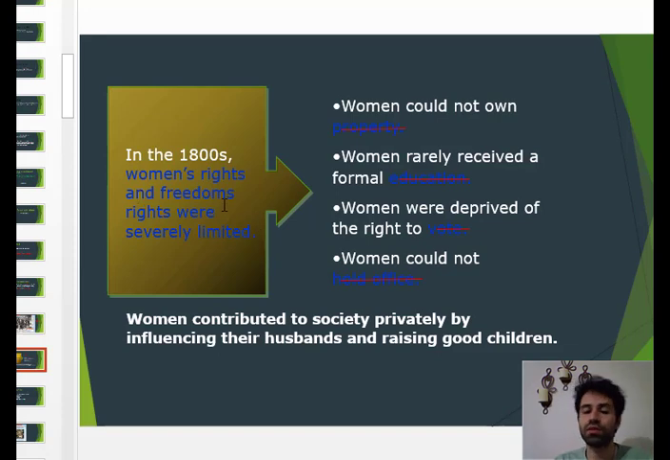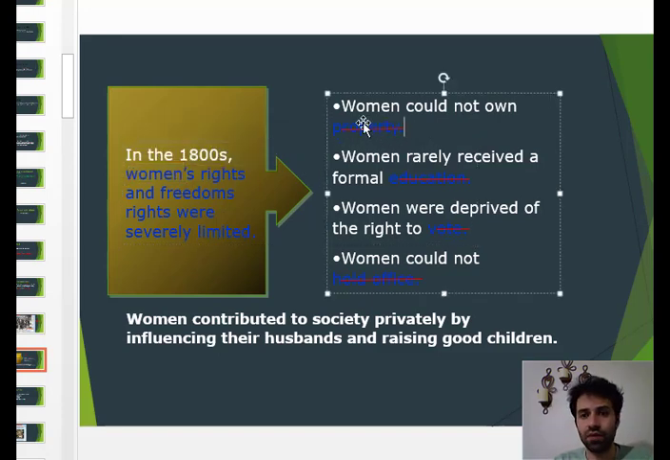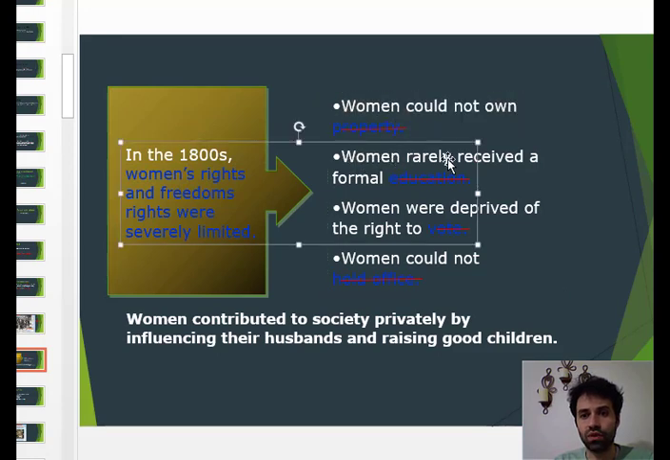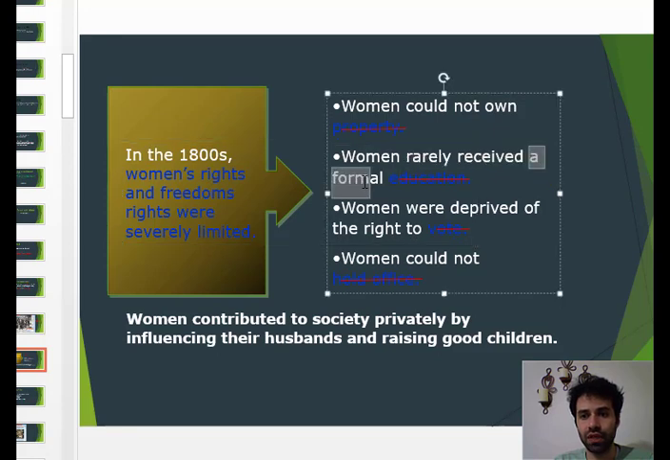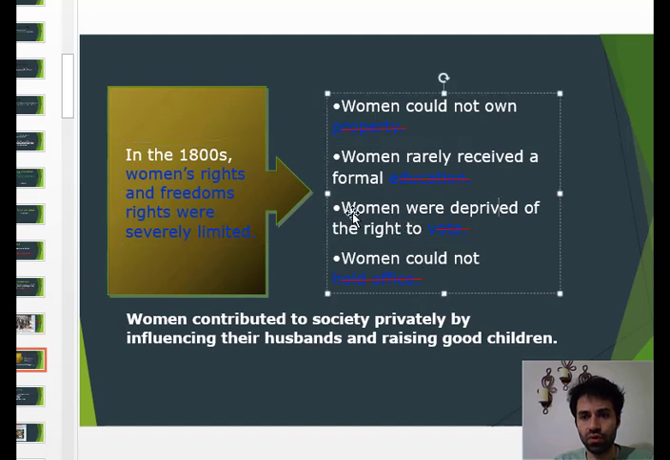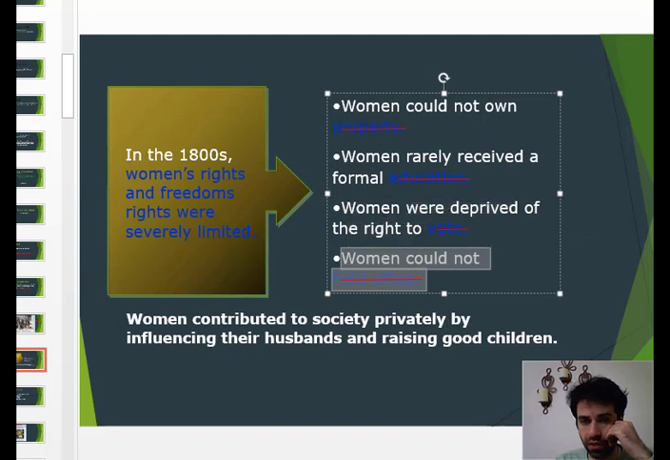Women's rights were severely limited in the 1800s. So whose rights were severely limited in the 1800s? Women's rights, right? Women could not own property at that time. Women could not go to school, or they rarely received formal education. Women were deprived of the right to vote. And women could not hold office, as you can see.